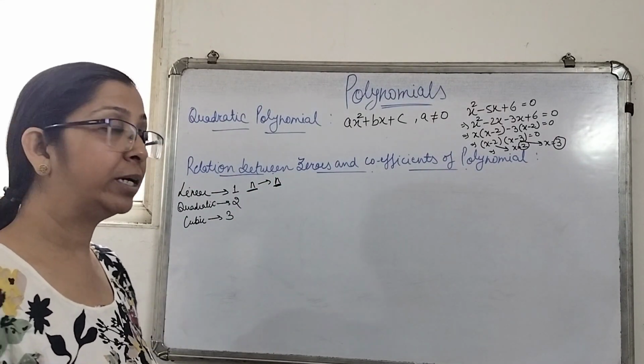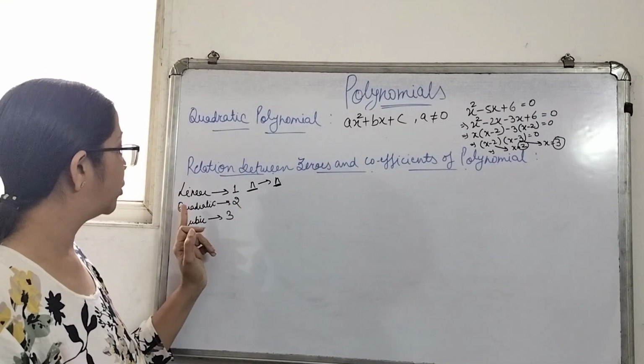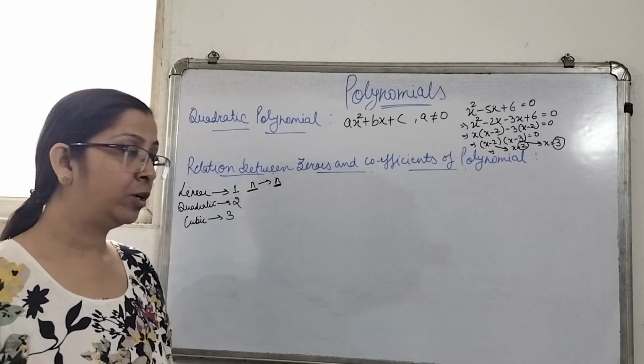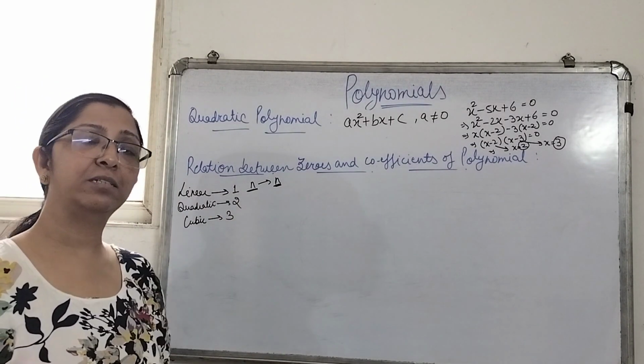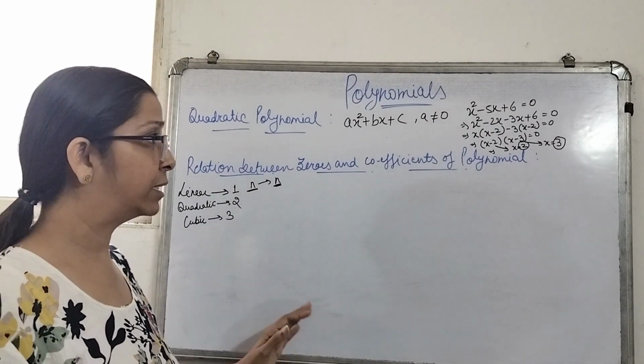For a linear polynomial, we have degree 1, so the maximum number of zeros is 1. For a quadratic polynomial, degree is 2, so the maximum number of zeros will be 2. For a cubic polynomial, degree is 3, so the maximum number of zeros will be 3. Hope it is clear to you.